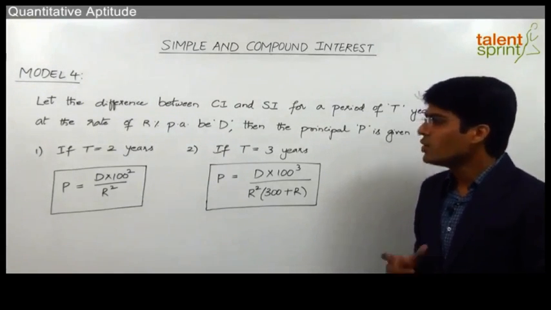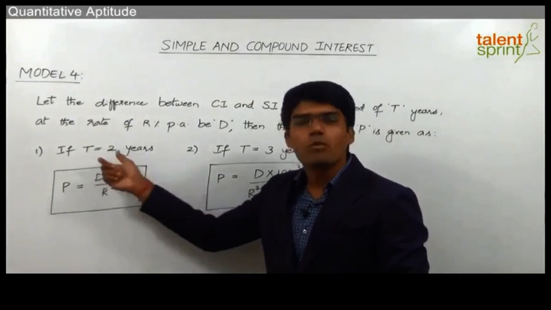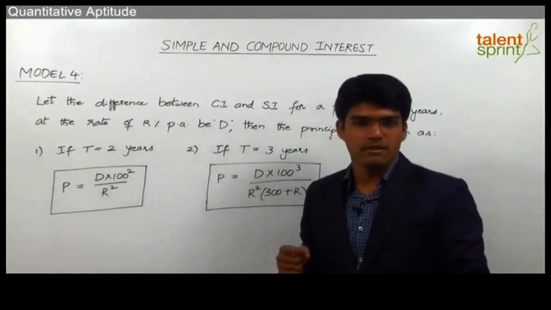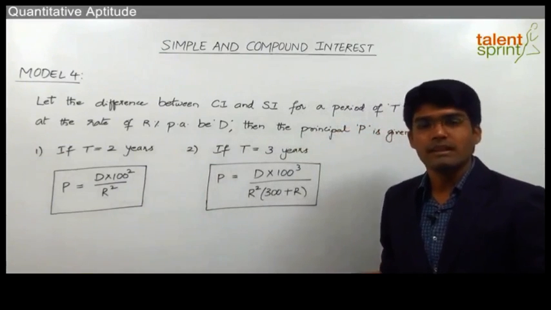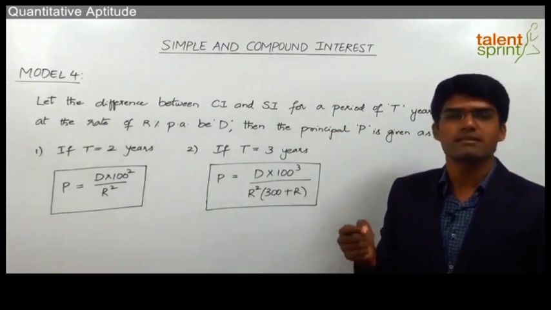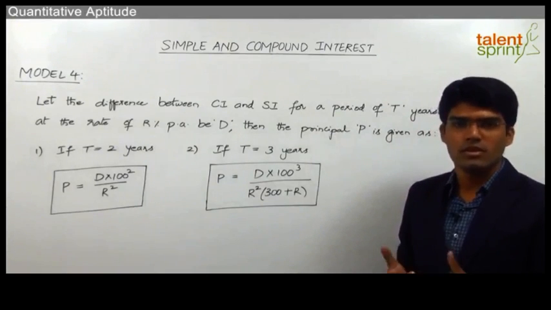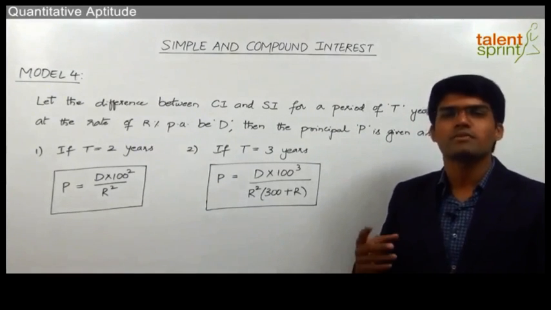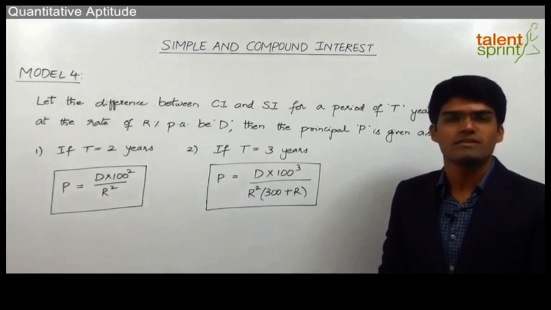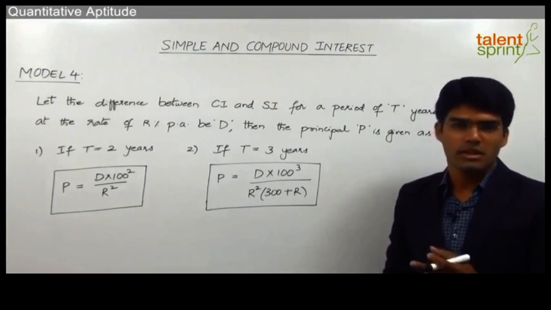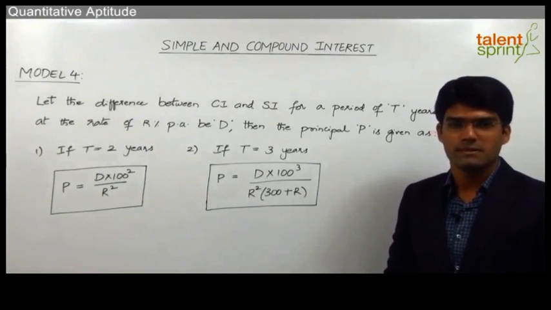Remember friends, we don't have any formula for a time period of 1 year. Why? Because as we have learned in the introduction part of this topic, there is no difference between simple interest and compound interest for the first period. That is for the first year. So we don't have any formula related to the difference for a period of 1 year, as the difference is always 0 for the first period for a given rate of interest and the given principal.